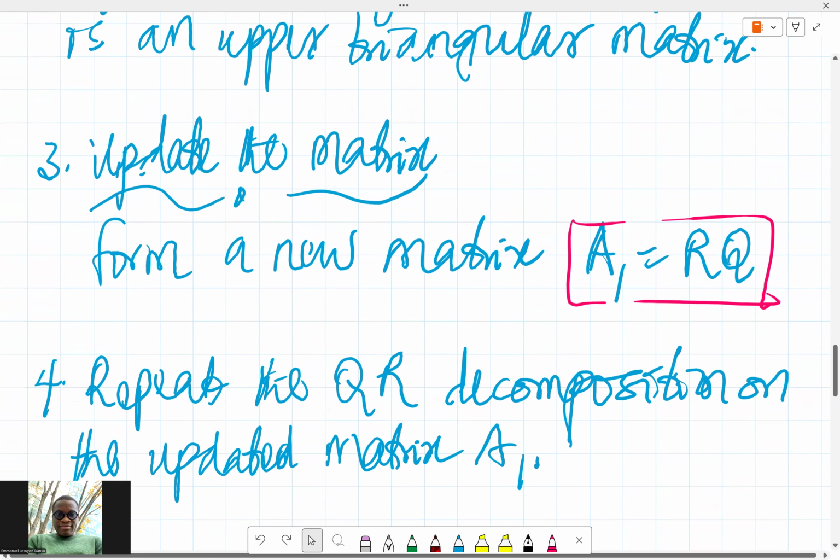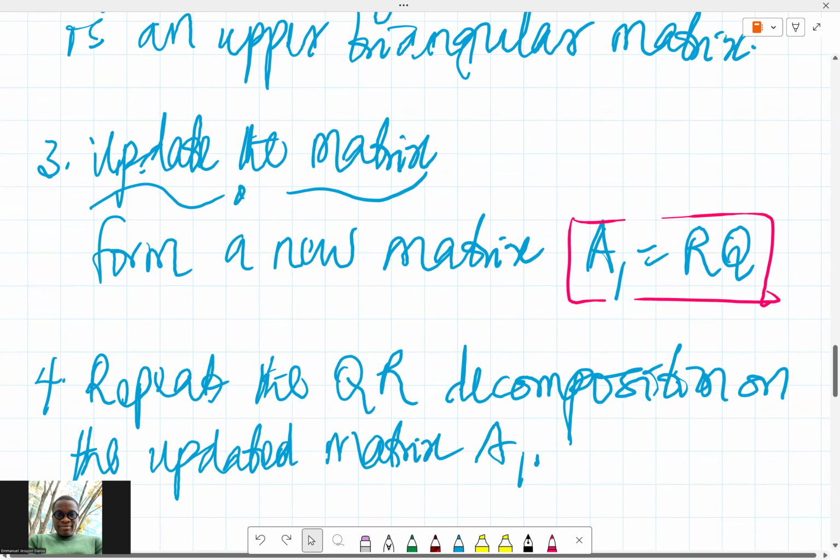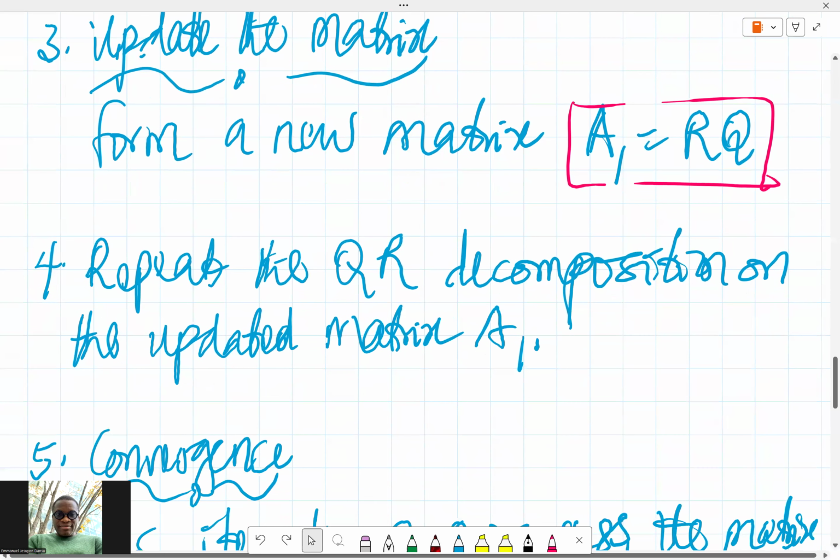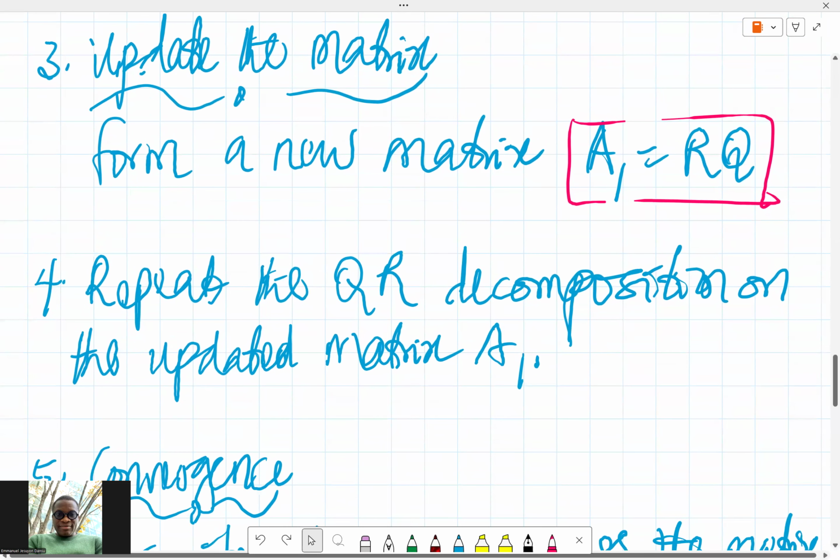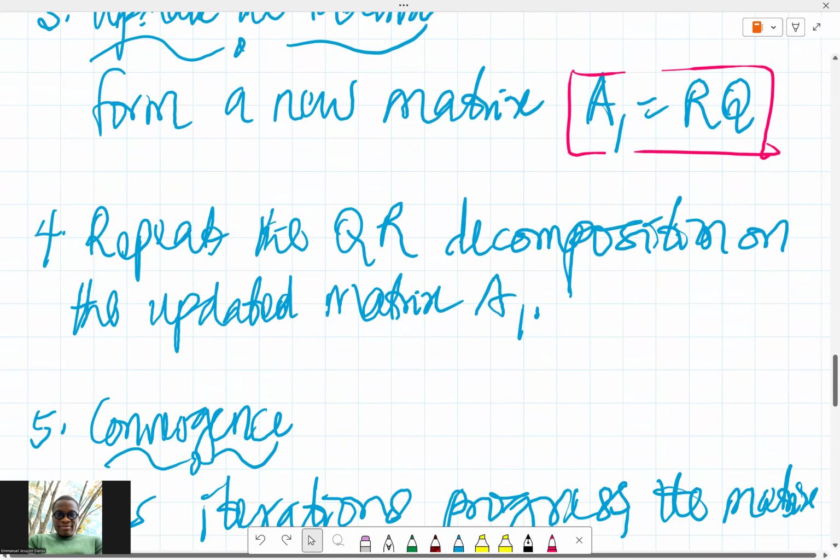Then three, you update the matrix. To update the matrix, you form a new matrix A1, which will be RQ. You would have decomposed A into QR, and if you reverse it, you get RQ. When you multiply out RQ, you get a new matrix A1, which will form your new A. Then you repeat the first step: you repeat the QR decomposition on the updated matrix A1.